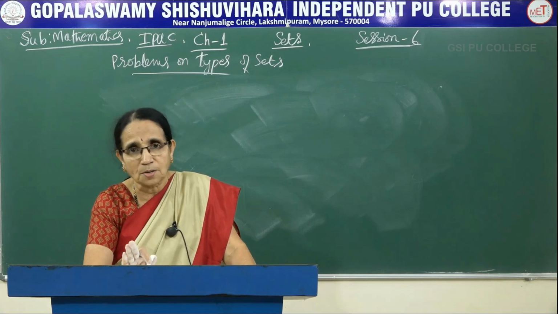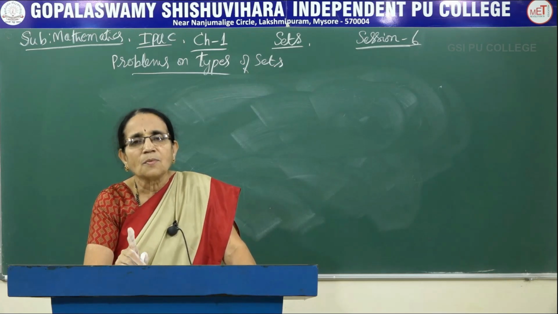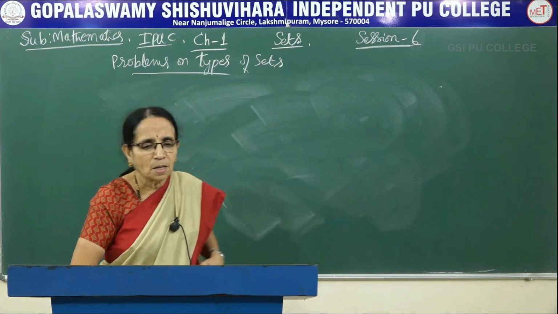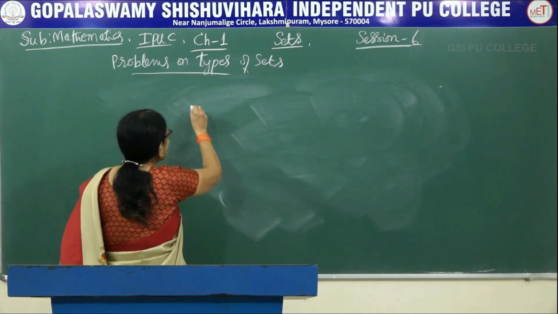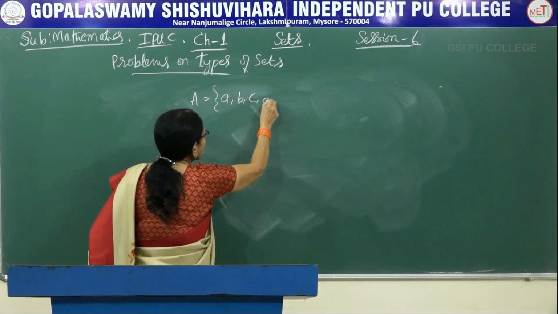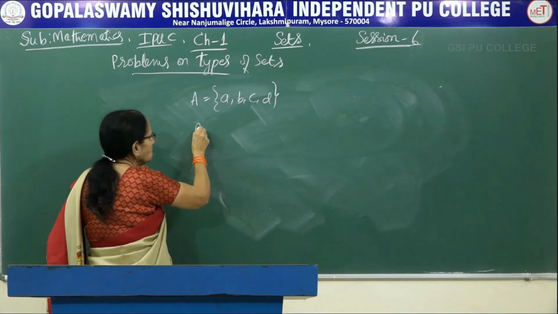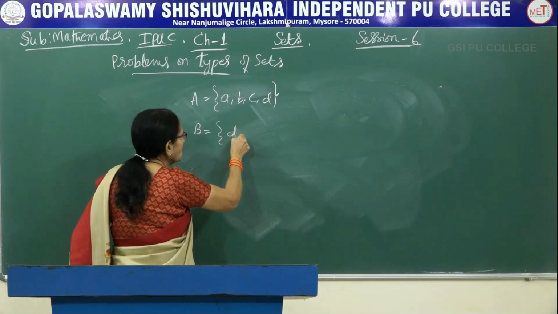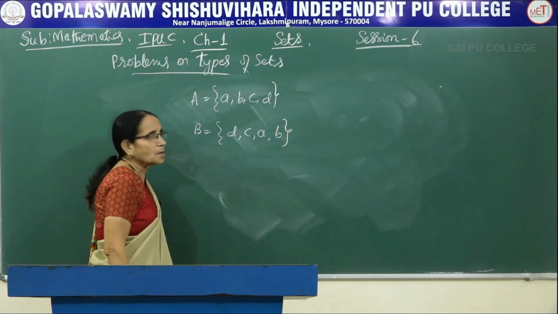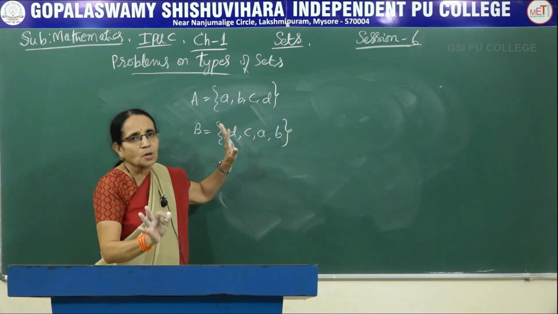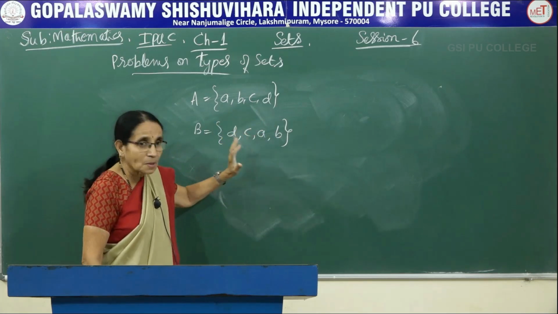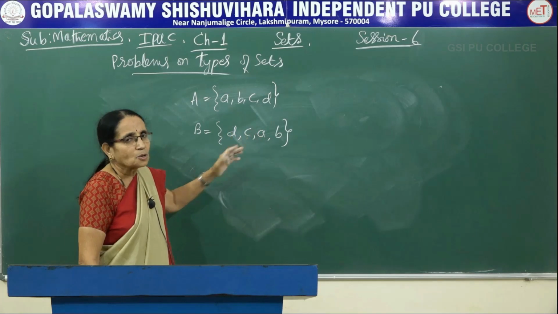Now let us work out a few more problems where I will be giving you two sets, A and B. You should say whether they are equal or unequal. Now, let me take the first set. Set A is containing A, B, C, D, 4 elements. Set B contains B, C, A, D. Look at the elements. We are having 4 elements in both the sets. A, B, C, D. Here, these same elements are there. Order is different.